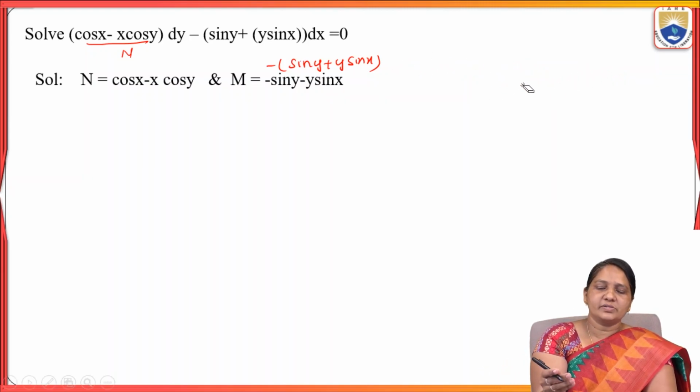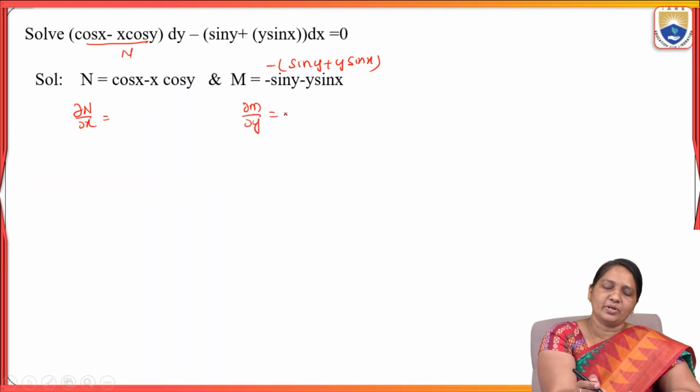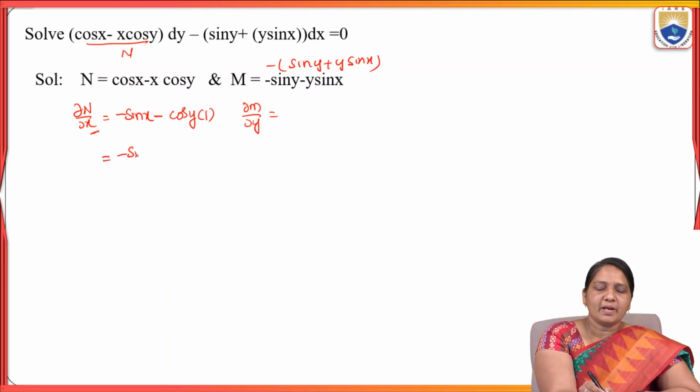Now after getting these values, we are going to calculate ∂N/∂x and ∂M/∂y values. So here I am going to do ∂N/∂x. What is the differentiation of cos x? Cos x is minus sin x. When you are doing with respect to x, y is the constant. So cos y is the constant, x value is 1. So finally this is minus sin x minus cos y. This is the value of ∂N/∂x.